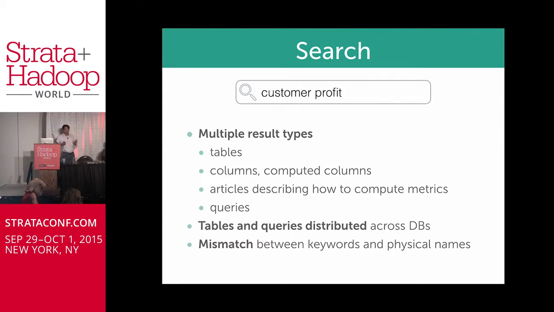Columns could be computed because I'm asking for profit, and that may not be a single column, it actually may be a derived column or a computed column. Articles. So if you look at an organization, they may have certain rules saying how do you compute customer profit, and this may be written in a particular glossary article and surfacing it to the analyst just in time when they're actually looking for customer profit is what is important.